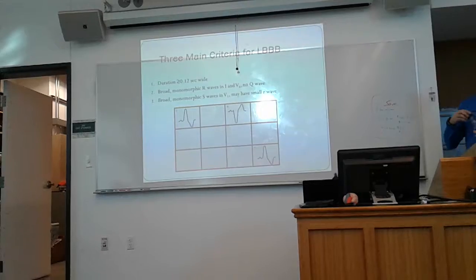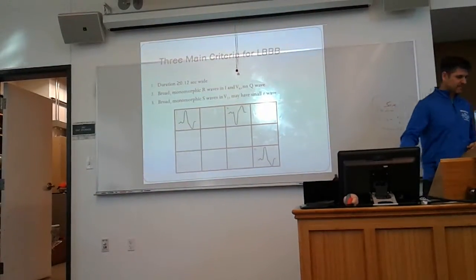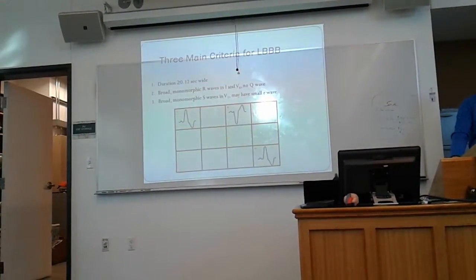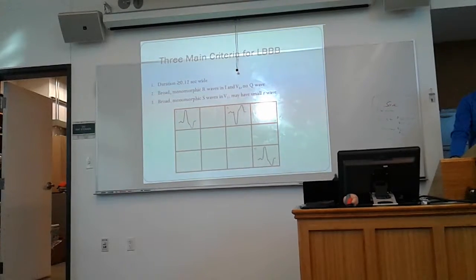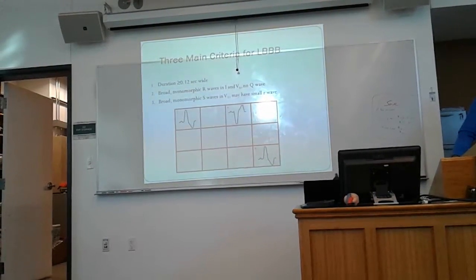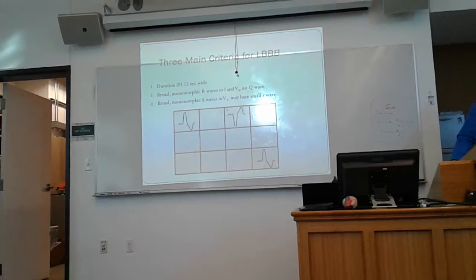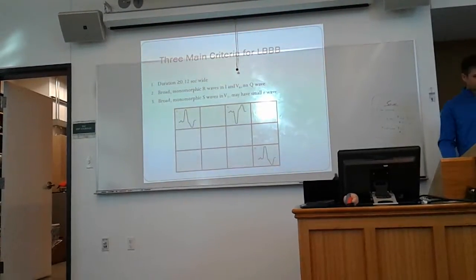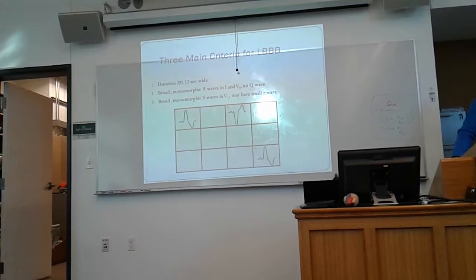And you can still have rabbit ears with a left-sided block, but it's all monomorphic. We might have some hitches and stuff for other reasons. V6 has kind of a double R there. All right, just for fun, take a look at number 8.